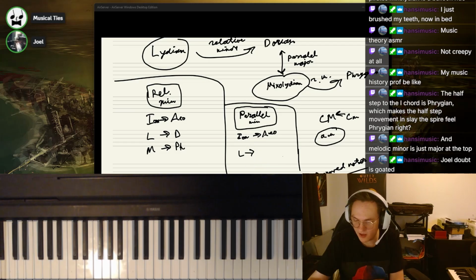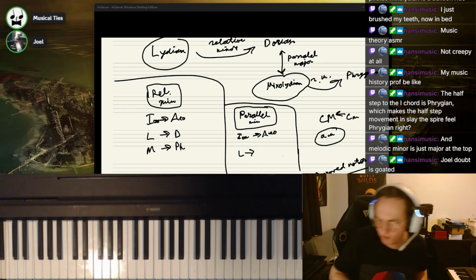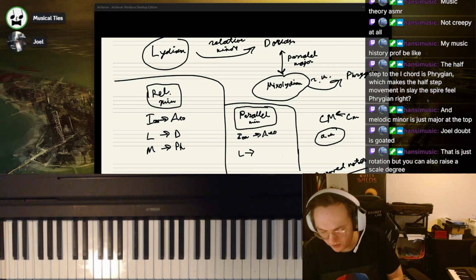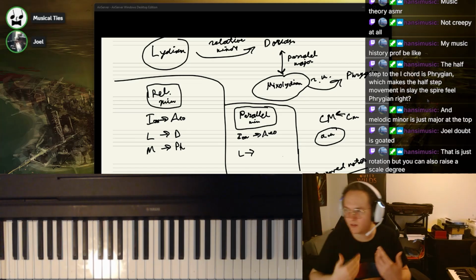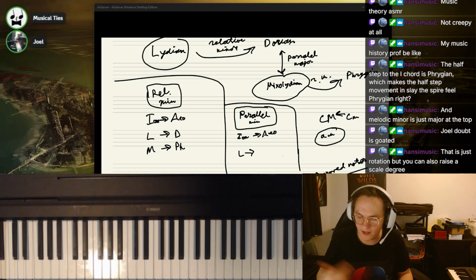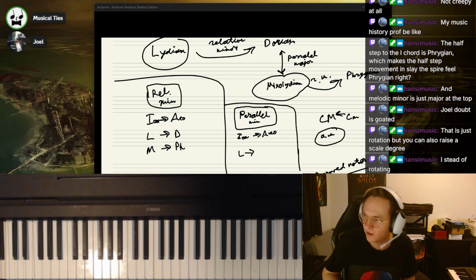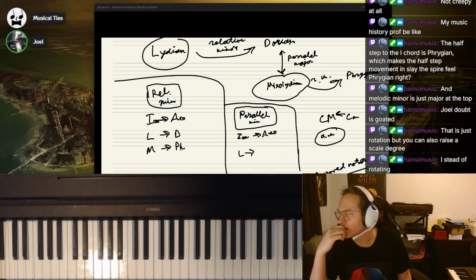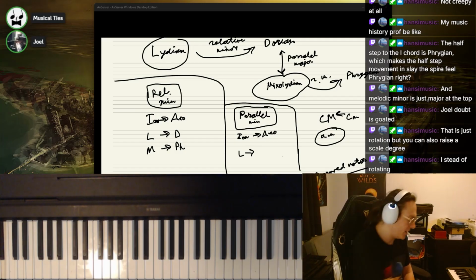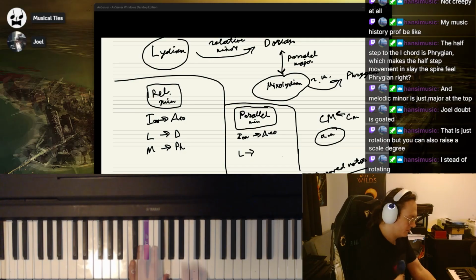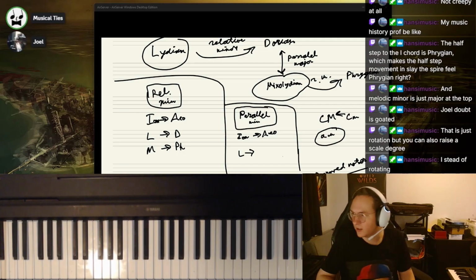Yeah, it does, because I only lowered the third. I wasn't actually properly doing a parallel minor the way that we know. I'm using terms like a parallel minor to see if I get keys that otherwise don't belong in the relative wheelhouse. Yeah, melodic minor is just major at the top. Right. Yeah, it's a minor major basically.